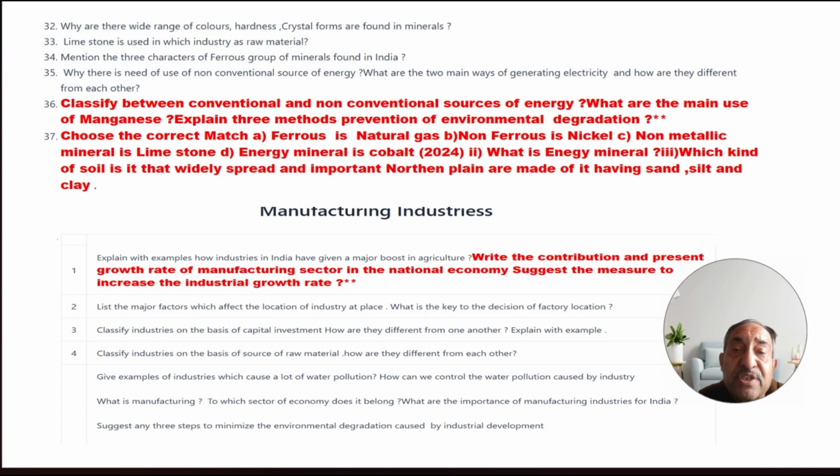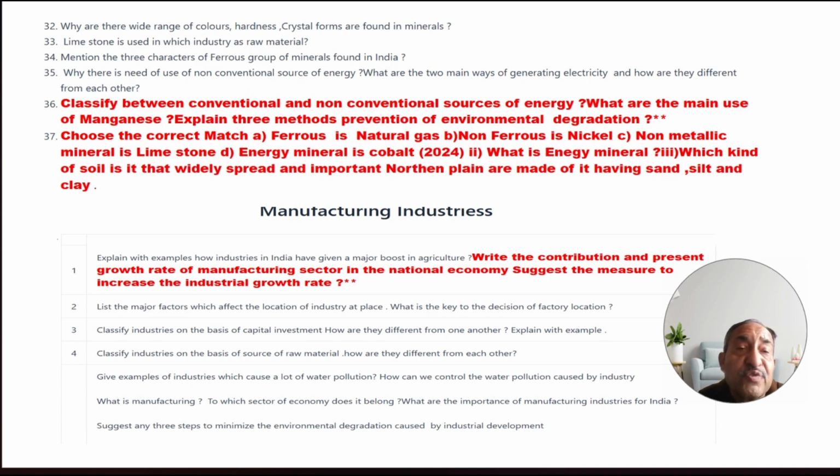Choose the correct match. Ferrous is a natural gas. Second, non-ferrous is nickel. Non-metallic mineral is lime. Energy mineral is cobalt. Second, what is energy mineral?